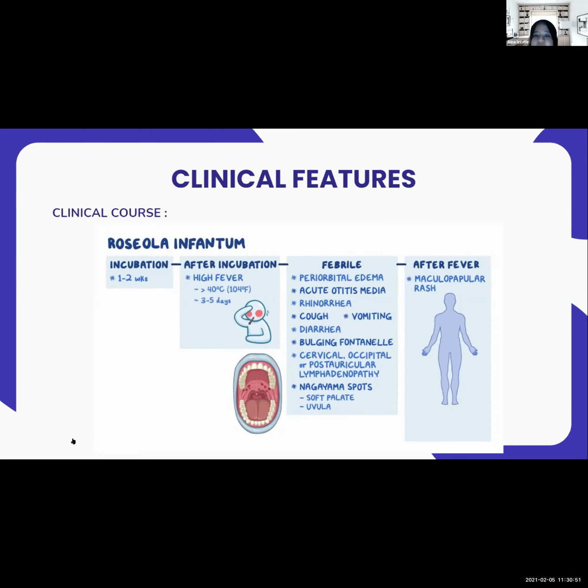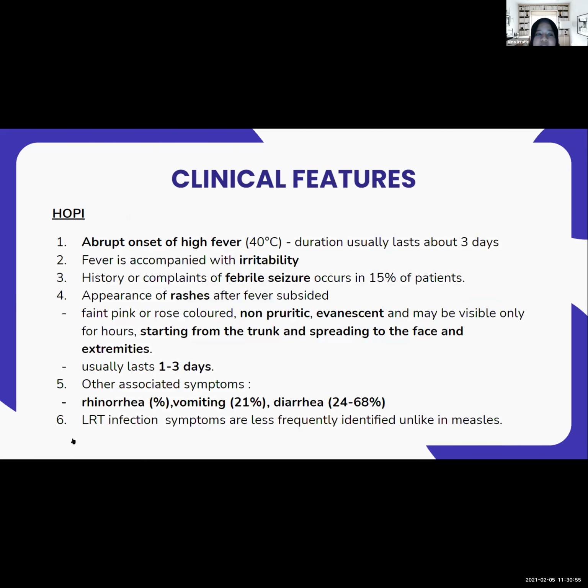I will explain during examination in the next slide. Okay. So for history of presenting illness, this disease usually occurs in an infant aged 9 to 12 months in previously good health, but the child presents with high-onset fever. The duration usually lasts about 3 days, and it is accompanied by irritability, such as persistent crying, and there can also be a history of febrile seizure in 50% of patients.